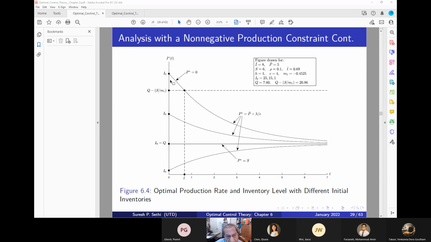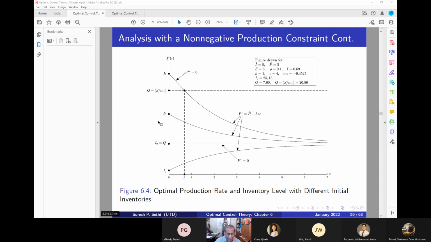But what if my inventory is above this? The inventory is above this, I will find that my P star plus lambda C is less than 0. And if it's less than 0, then for a while, I should use P star equal to 0. And at some point, I will switch this quantity. I need to find out this point T hat, where I make the switch, and then find out whether the maximum principle is satisfied on this side and on this side. So that's the idea here.